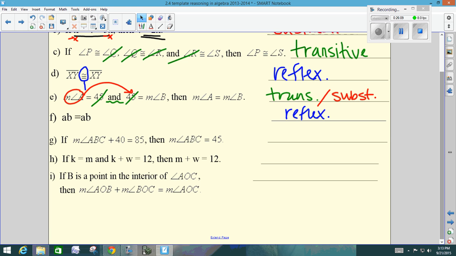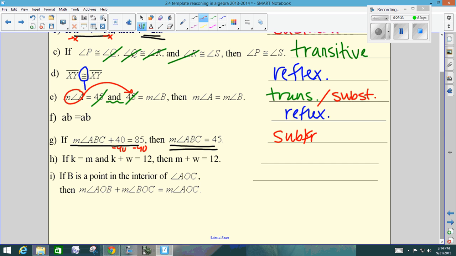G. If the measure of angle ABC plus 40 equals 85, then the measure of angle ABC equals 45. From the hypothesis to the conclusion, how did they get there? Spencer? Yeah, they subtracted 40 from both sides. If you subtract 40 from both sides, then you would get the measure of angle ABC to be 45. Subtract.